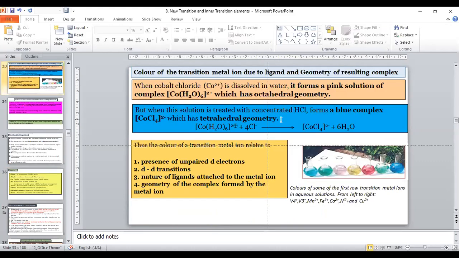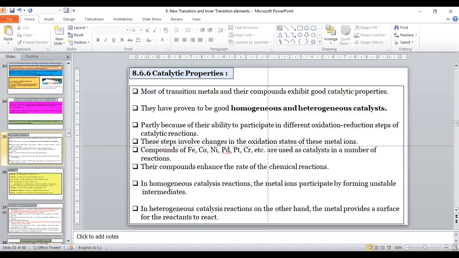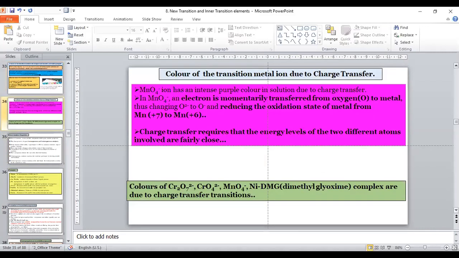Refer to this slide. You will understand how the transition takes place and the color appears. So this part is actually explained. This is the third point of the color: the nature of the ligands which are attached to the central metal atom, and the geometry that is formed. Twice I have explained this example of color. And this is for your knowledge only. This will not be asked in the examination.